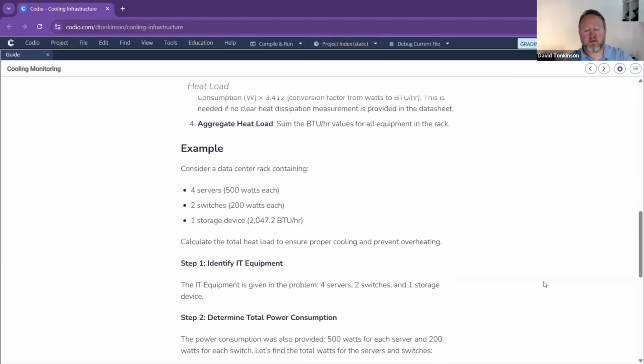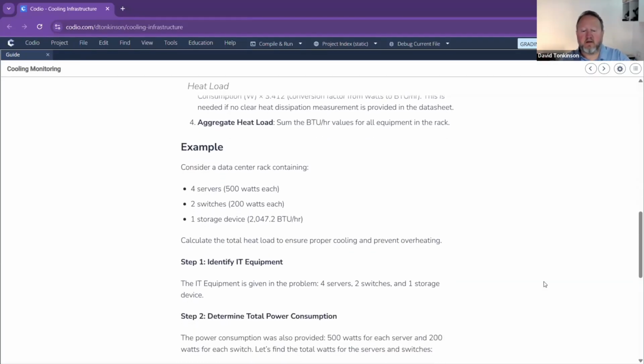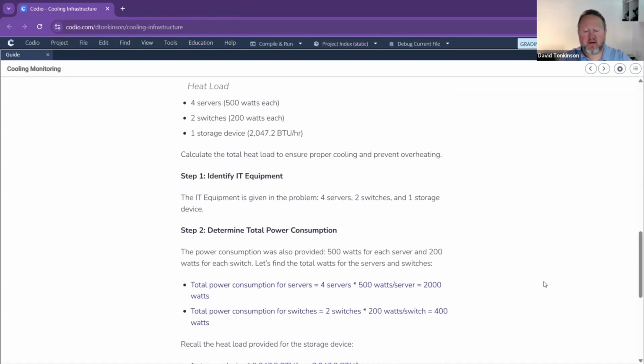So here's an example. We've got 4 servers in a rack. Each server is a 500 watt server. We've got 2 switches at 200 watts. We've got 1 storage device that is actually rated as BTU per hour. So we can very simply calculate that maths.